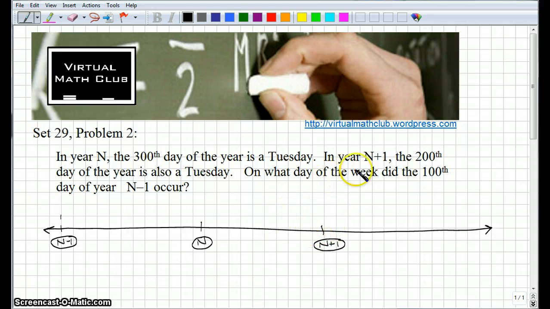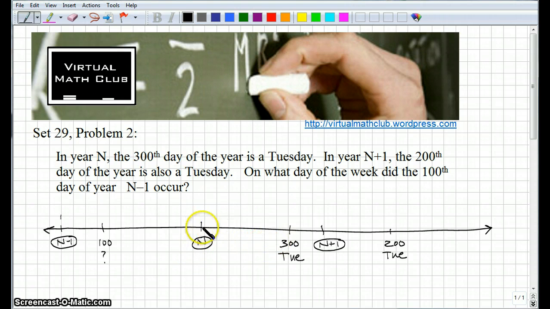Okay. So we know that the 300th day of year n is a Tuesday. So let's put this as day 300, and we know it's a Tuesday. Okay. And we also know that the 200th day, let's stick that about here, of year n plus 1 is a Tuesday. And we're trying to find the day of the week on which the 100th day of year n minus 1 occurs. Okay, so that's what we're looking for.